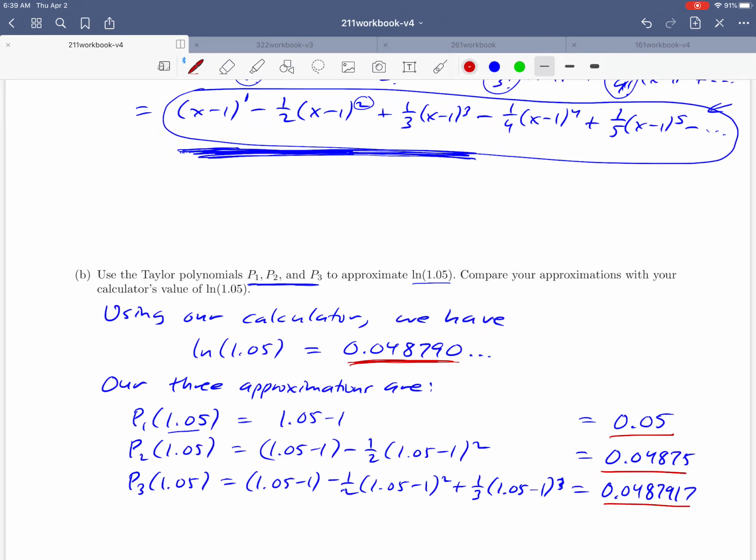And notice that that third number is even closer to the number that our calculator gave us at the beginning. And that's the idea of this. We'd like these Taylor polynomials to converge to our function, and we can see that we're getting that behavior. Each approximation is a little bit closer than the one before it.